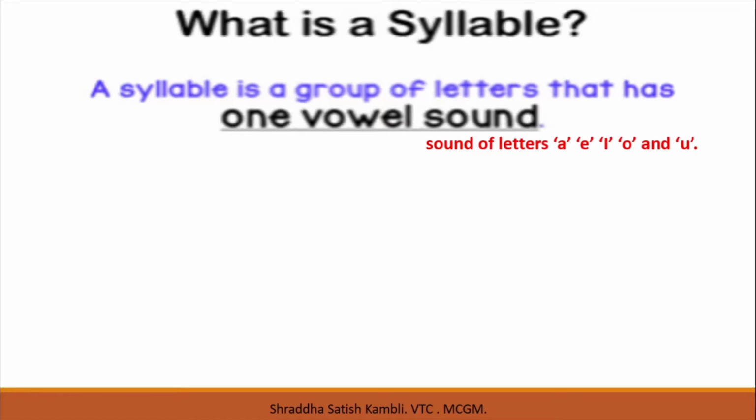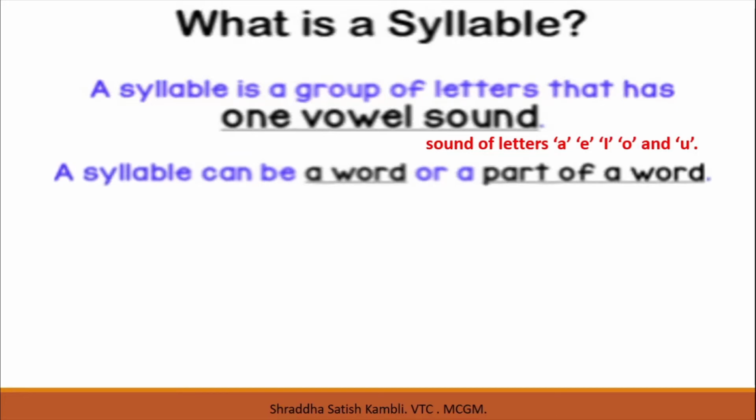Your teeth, your lips, your tongue don't come in the way when you make the sounds of vowels. So A, E, I, O, U. See, you make these sounds with an open mouth. Okay, so these are the vowel sounds.